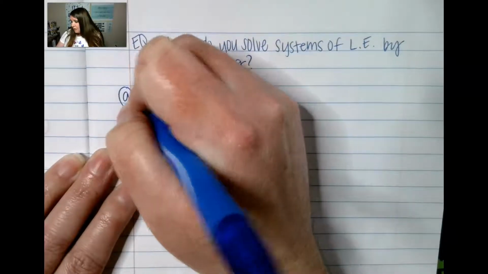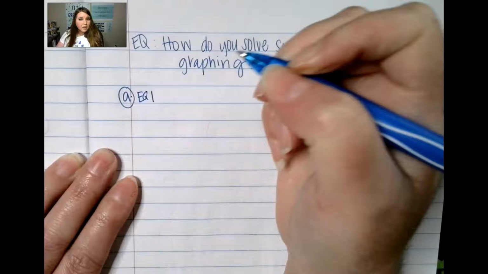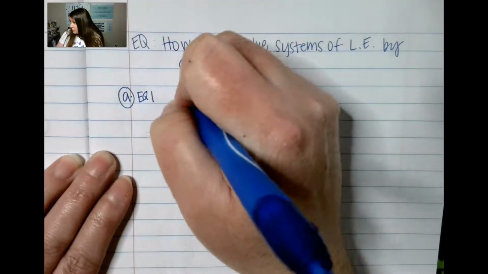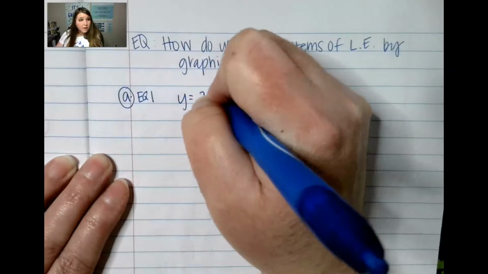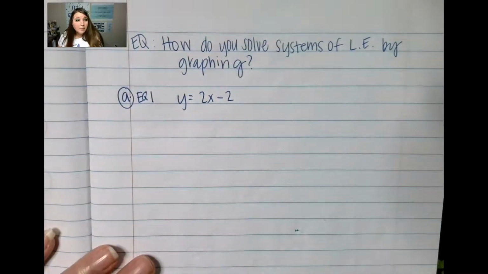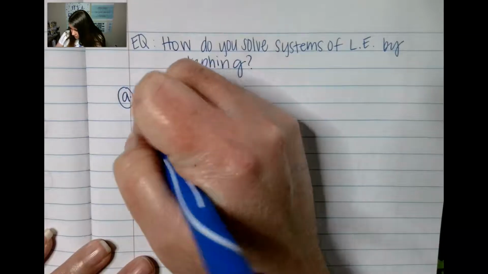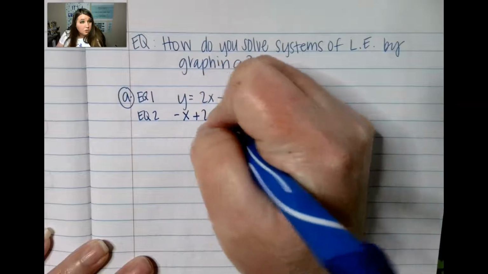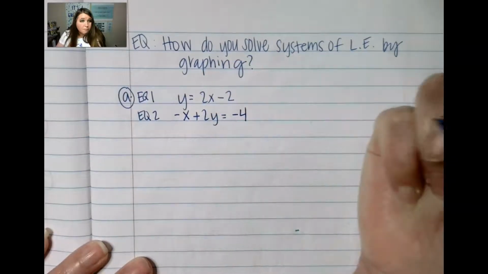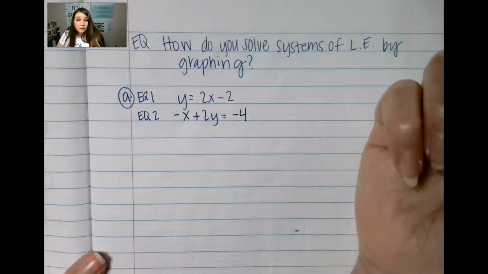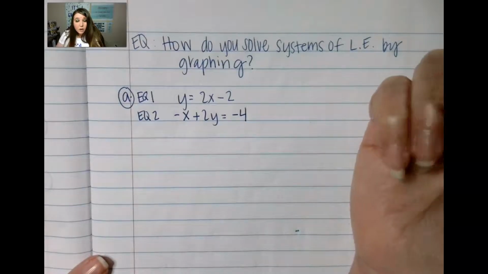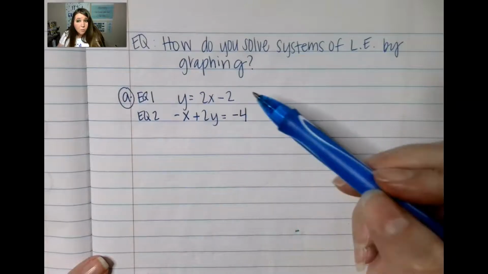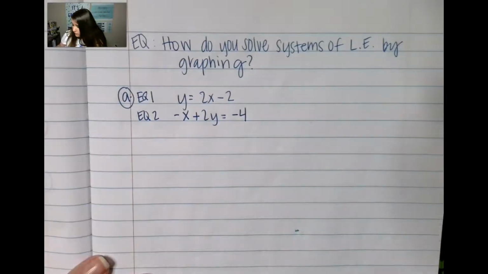All right, so let's look at equation 1. So we have equation 1 with some dog hair. So equation 1 there, and it says y equals 2x minus 2. Okay, and then we also have another equation, which is equation 2, and this one says negative x plus 2y equals negative 4. As you can see right here, we have this equation, and this is in y equals mx plus b. So let's put that up here.